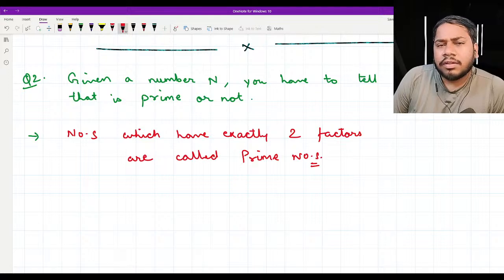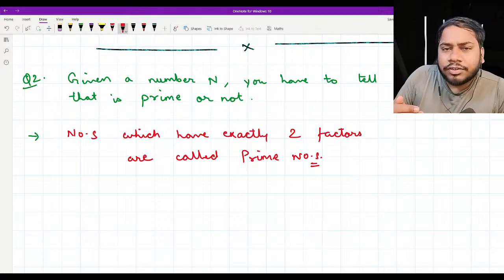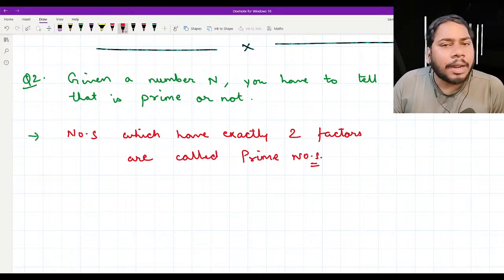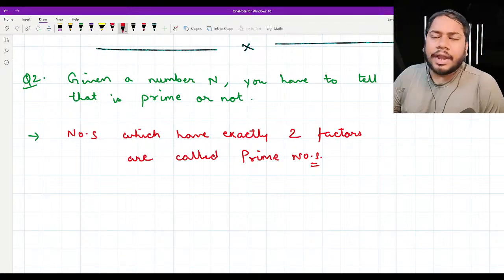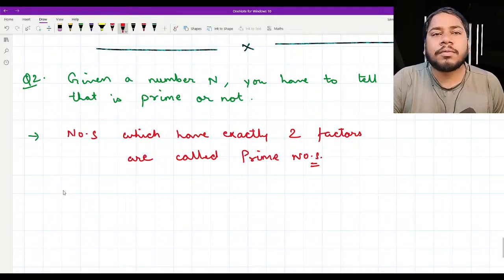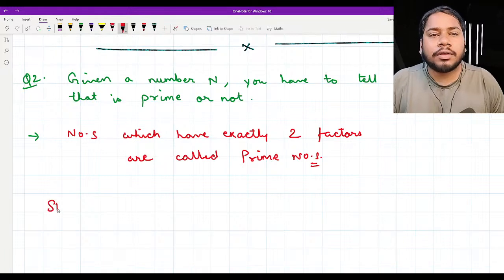This is like the extended version of the previous problem. In the previous problem, we were counting the number of factors, and if we know the number of factors, we can write a normal if condition. If the count is greater than 2, then that is not a prime number, and if that is not the case, then that is a prime number. Simple, right? So what will be the steps to solve it?